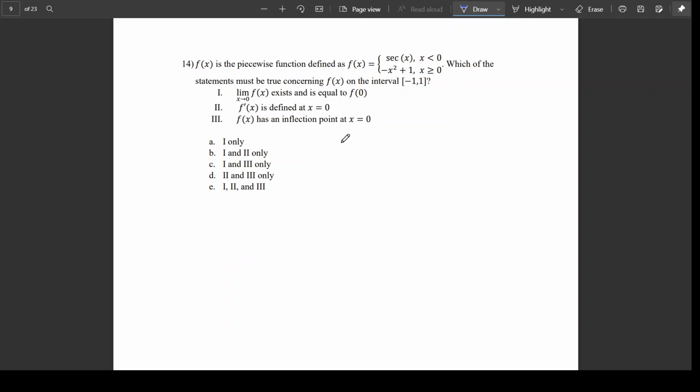Okay, so the first statement says that the limit as x approaches 0 of f of x exists and is equal to f of 0. Well, let's find that limit, right? As we're approaching 0 from the left side, it's going to be equal to secant of 0. I was nice here. I gave you secant of 0, which is 1 over cosine of 0, which is 1. And then negative x squared plus 1, that's just going to be negative 0 squared plus 1, which is 0 plus 1, which is 1.